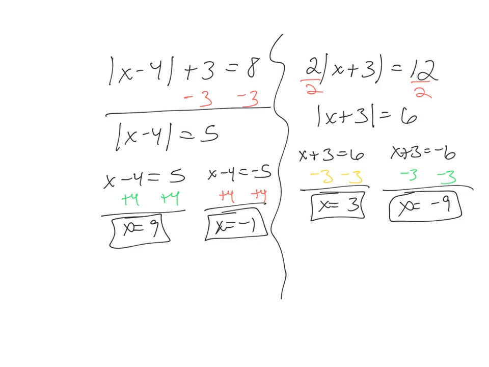Okay. It's possible to have the first one with a plus 3 on the outside, and then the second one has a 2 in the front. It's possible to have both. So do the adding, and just like in regular equations, we do adding and subtracting to both sides before we do multiplying and dividing to both sides. Okay.